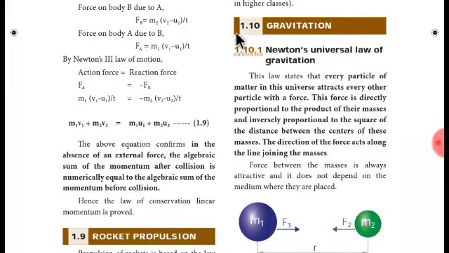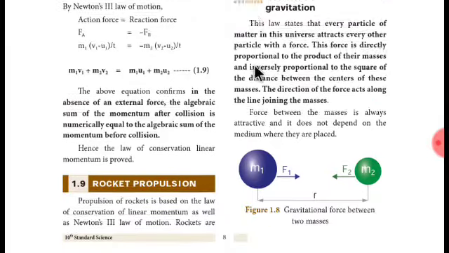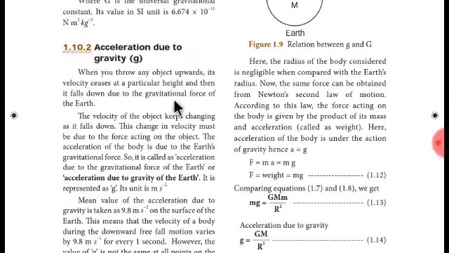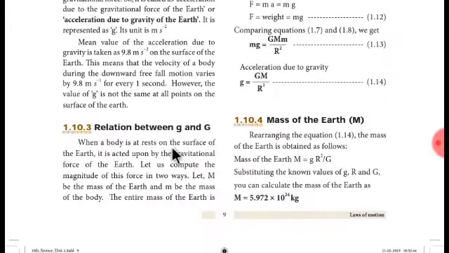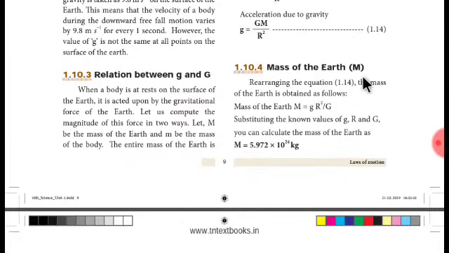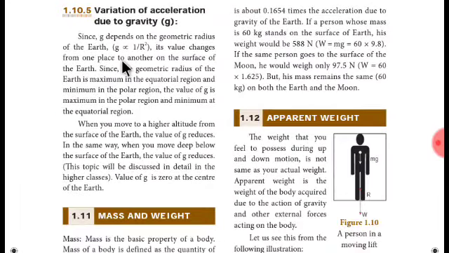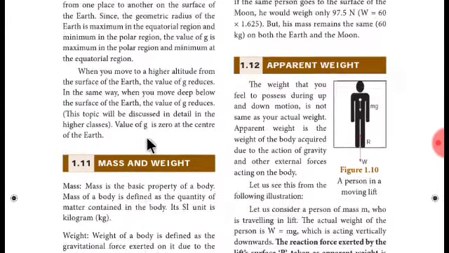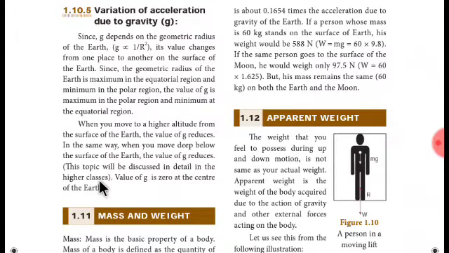From here, the lecture will start and it will end after completing acceleration due to gravity, and we will cover the relation between little g and big G. After completing that, we will be doing the mass of the earth, capital M, and then we'll be completing the variation of acceleration due to gravity, and that's all. This lecture 1.7 will end in this area.